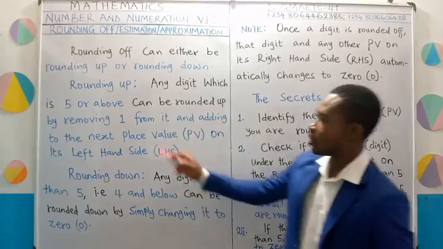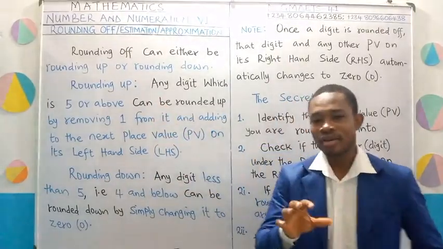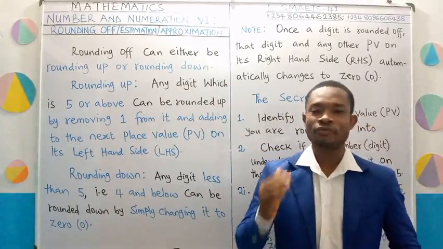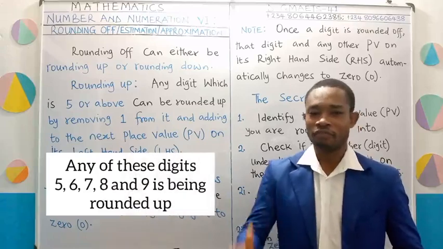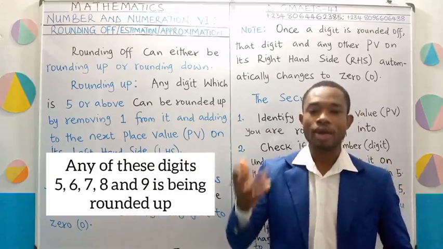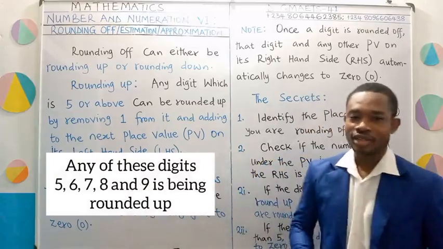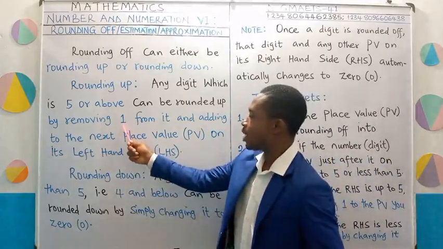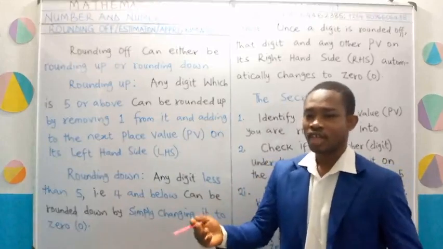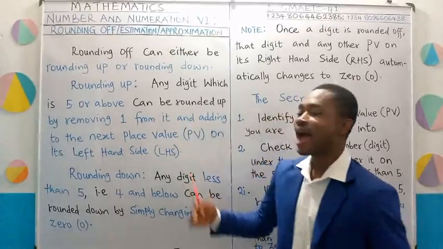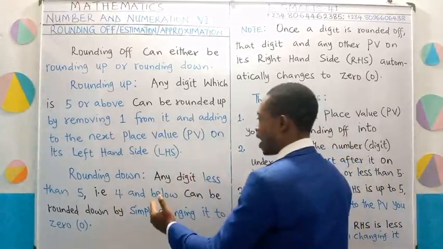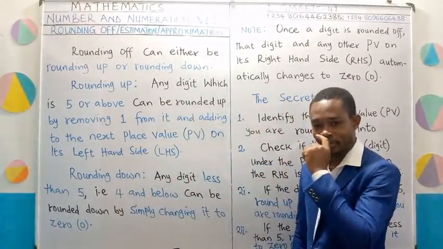We have this short note on the board to guide you. When we talk about rounding up, it is important for you to know that once any digit is 5 or above 5, that digit can be rounded up. And how do you do that? Simply remove 1 from that digit, since it is up to 5 or even more than 5, and then add it to the next place value on the left-hand side of the number we are talking about.